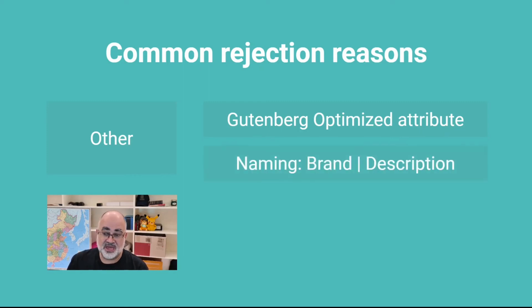Also, be careful with your naming. Generally, we have a brand such as Envato, and then a separator maybe, and then some sort of description of what the theme is. It's okay to put 1 or 2 keywords into the description part, but do not put too many and do not get too repetitive with that or we'll reject you.